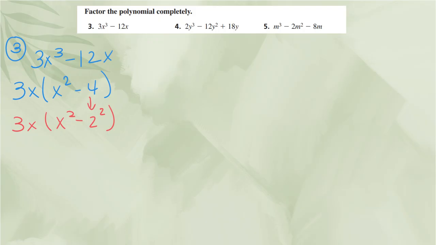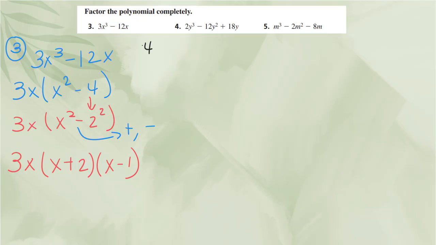So my final answer is going to be 3. And this is a what? Minus sign. So I'm going to have a plus and a minus. My answer is going to be 3x times x plus 2 and x minus 2.